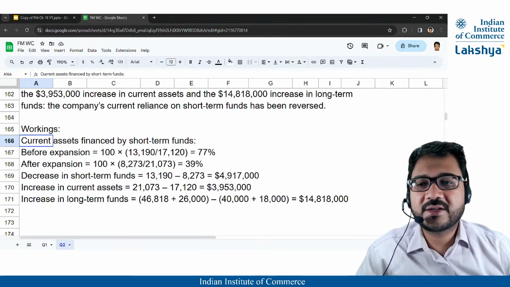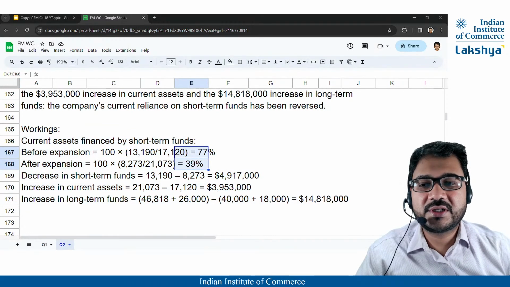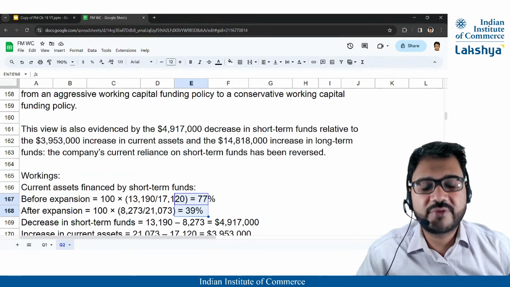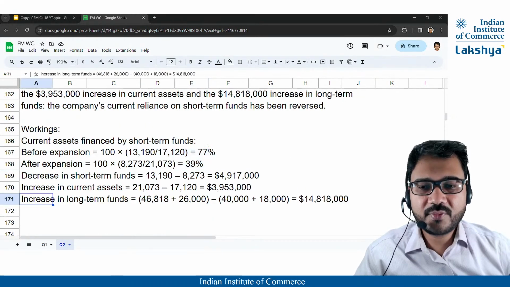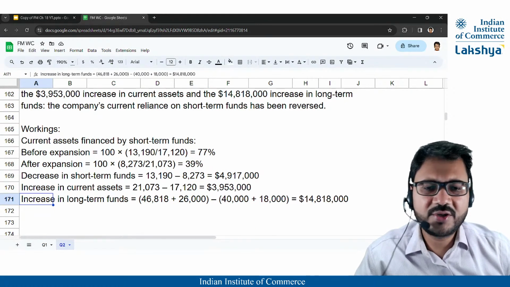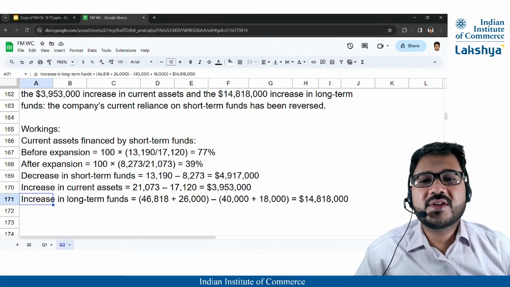Okay, these are all the calculations that you needed to do for finding out 77%, 39%, and all those figures which are mentioned over here. Okay, so I hope everything is clear.